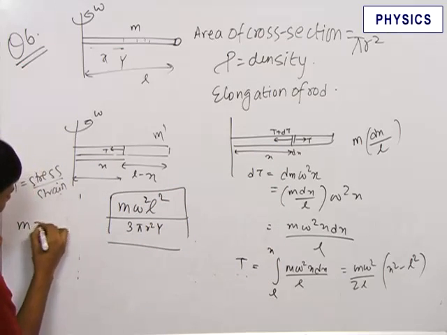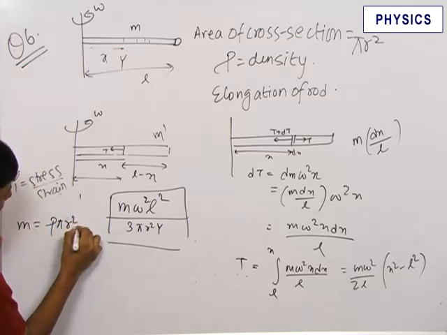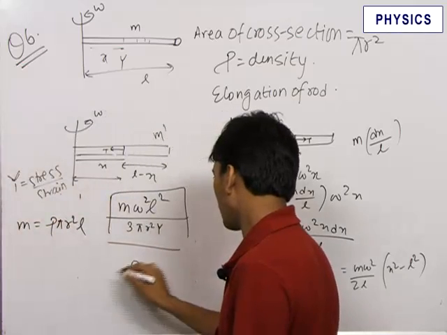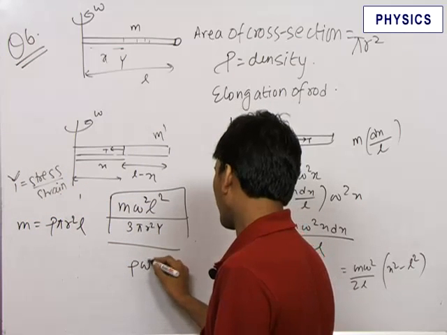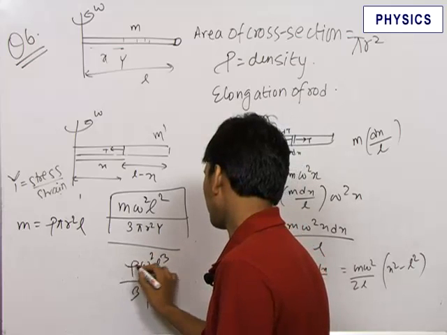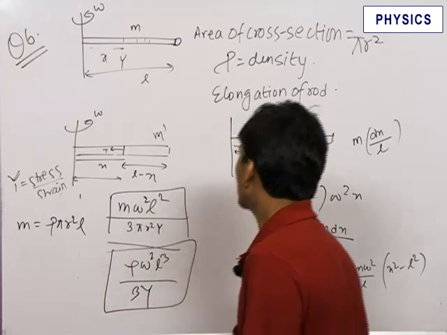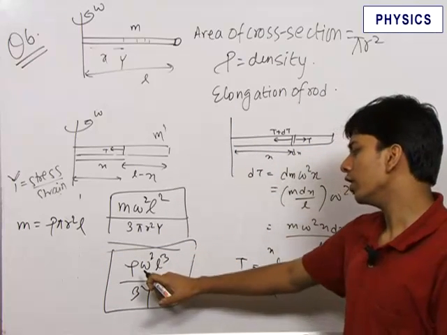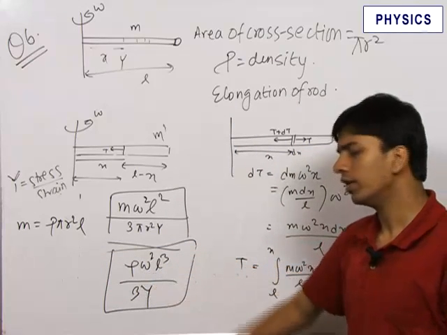Now, the value of m was equal to rho into pi r square into L. We substitute this here to get, rho into pi r square gets cancelled, omega square L cube upon 3Y. So, our final answer for the total elongation of the rod comes out to be rho into omega square into L cube upon 3 into Y.